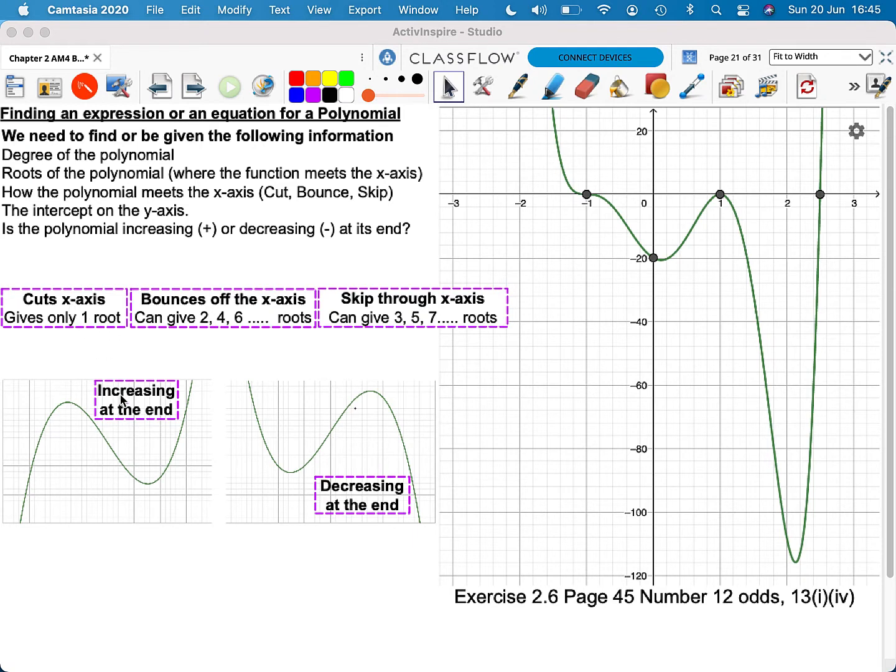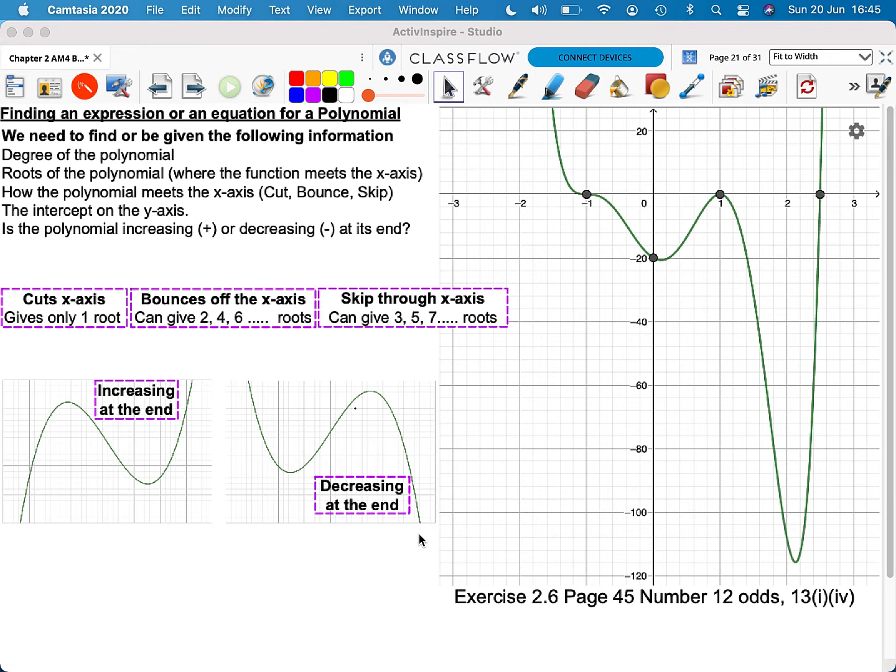Another thing to bear in mind is if the function is increasing at its end, then the polynomial will be a positive function. And if the polynomial is decreasing at the end, it'll be a negative function.